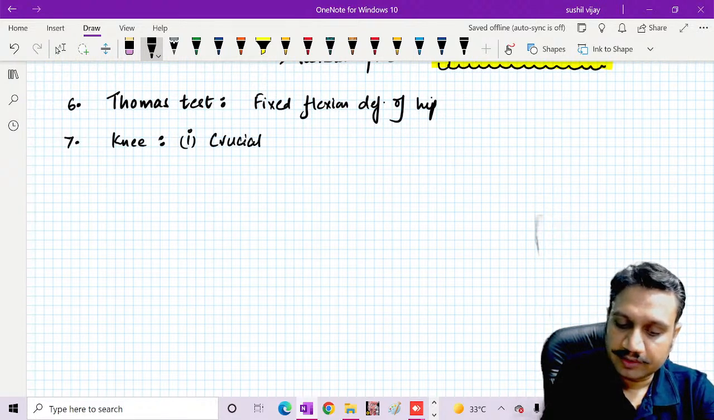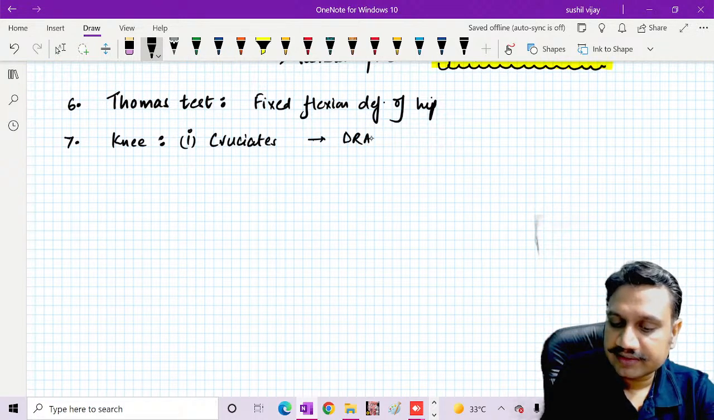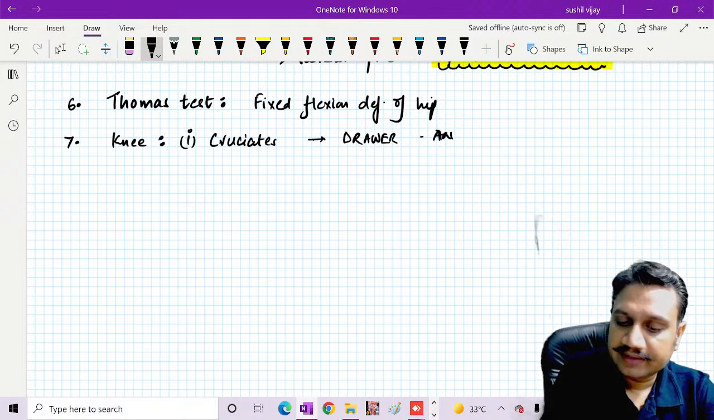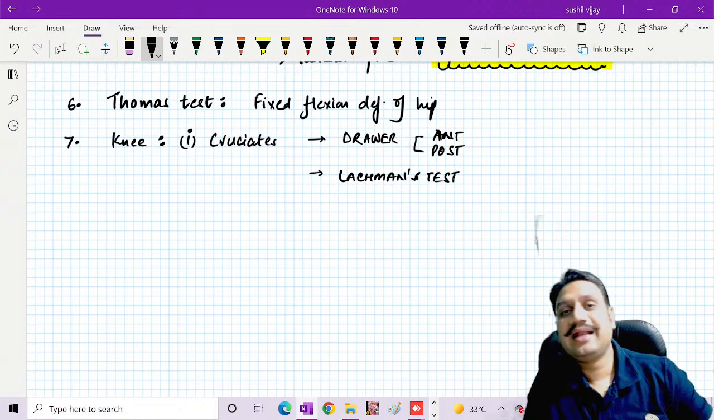If we talk about the cruciates, then we know that we have the drawer tests, anterior and posterior drawer, and you can also say the Lachman test. How to do that? I'll just show you the videos for that. So anterior and posterior drawer and the Lachman test.